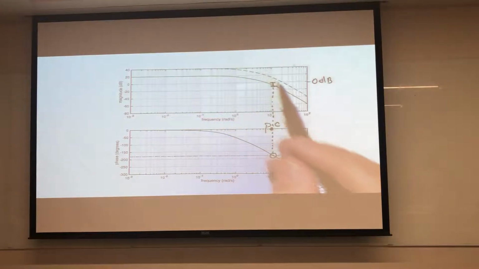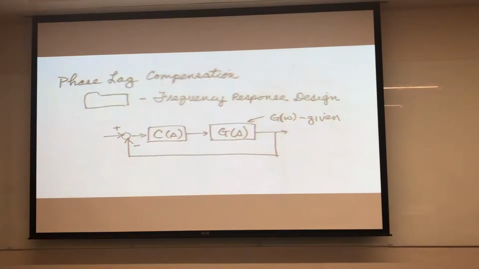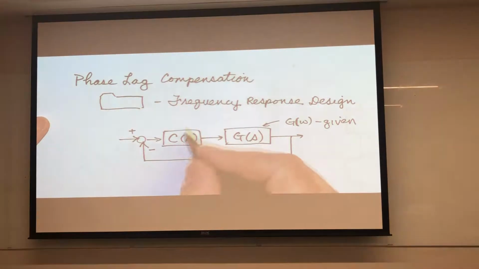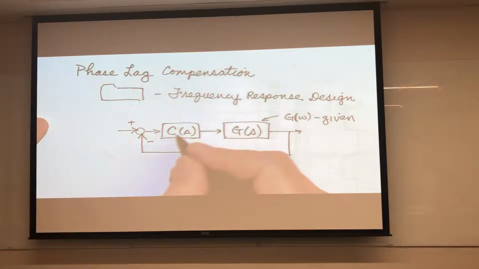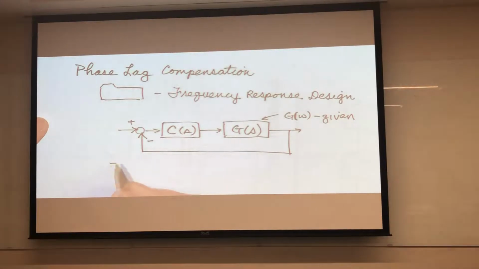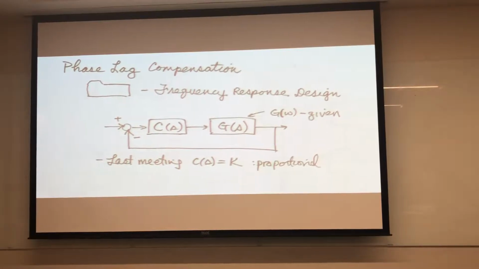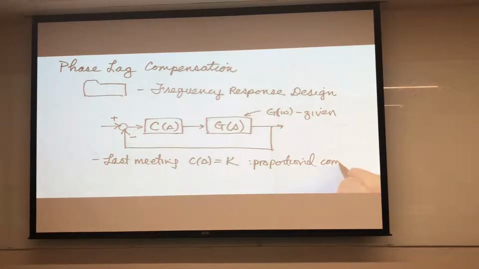The second curve corresponds to what we call proportional control. That would be the case where we decided to change this compensator, and instead of just being no compensator, we added a compensator gain K. So last meeting, we let this compensator just be a gain K. That's what we call proportional control. It's a proportional compensator.